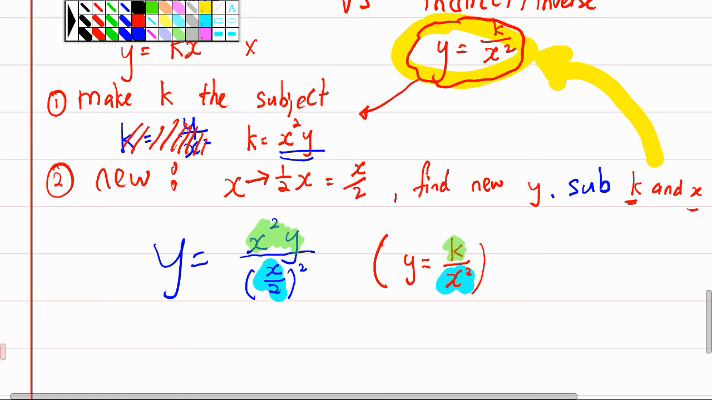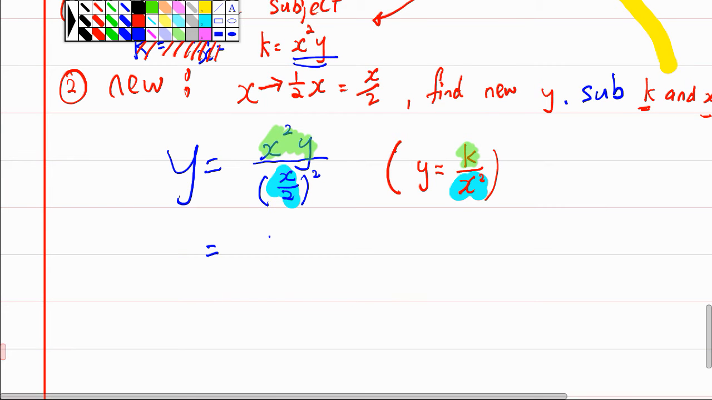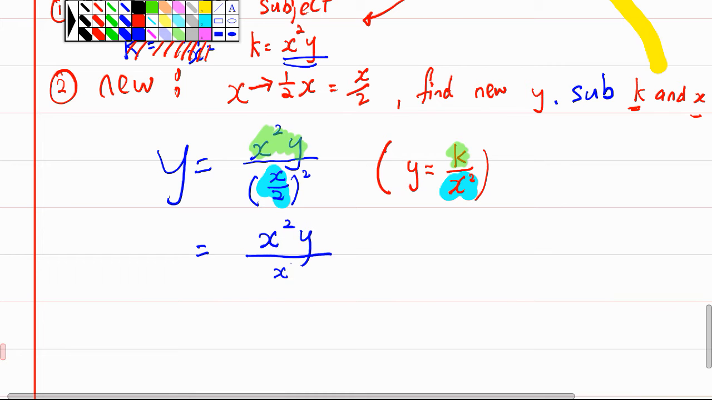So I use my blue pen again. I try to simplify. This will be x square y. This one will be what? X square over 4. Bring up the 4, right? The 4 will be on top. Can I cancel the x square? Can. So I cancel the x square and the 4 goes up. And then my answer will be 4y.